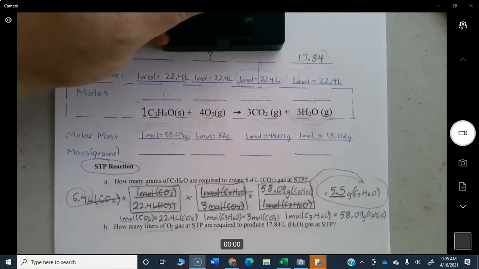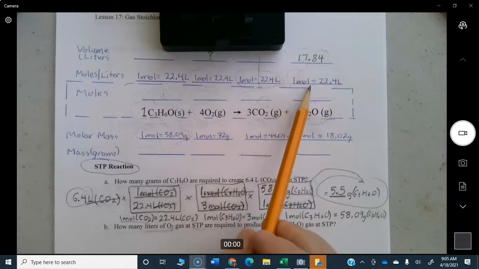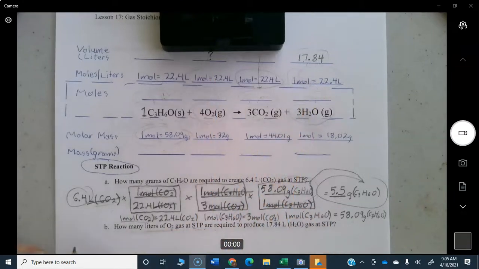Okay, so first we're going to start with 17.84 liters of H2O. We have three conversions first of all, so let's go ahead and write that, a little higher.